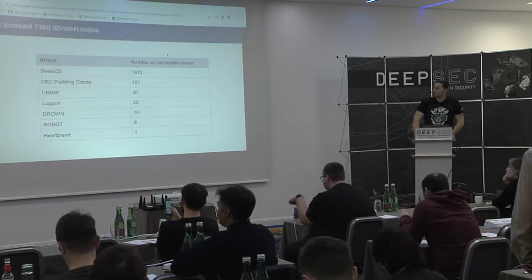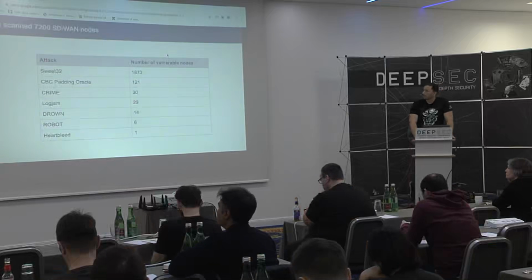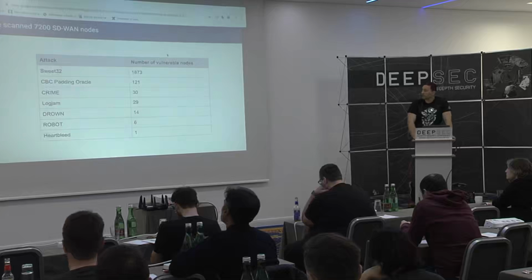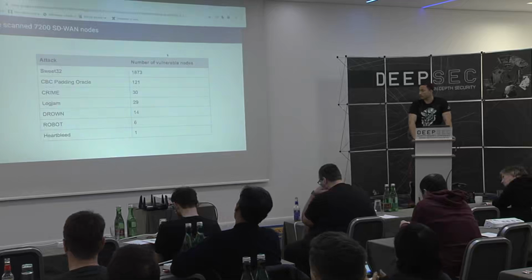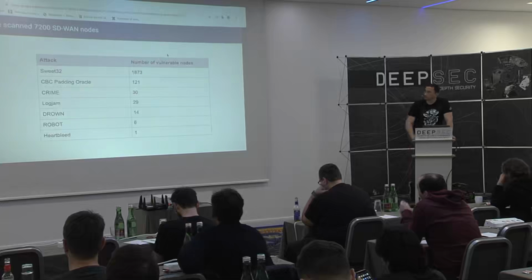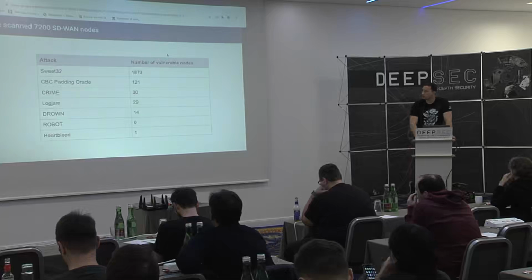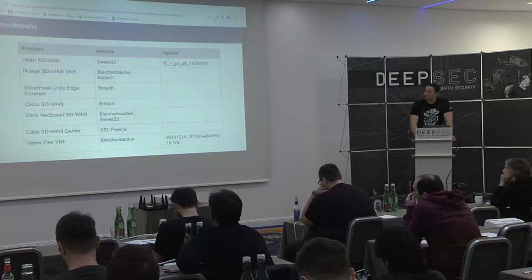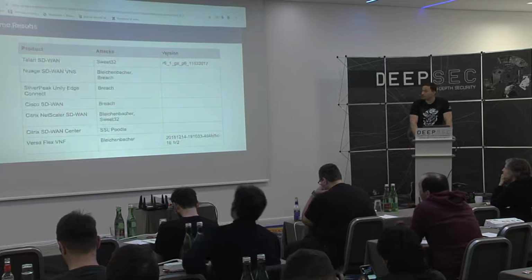And these are the results. About 7,000 SD-WAN nodes were available on the internet at that moment. And this is the number of attacks and the list of products vulnerable to these attacks.